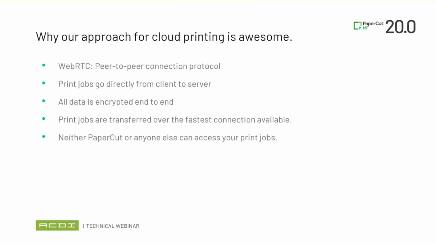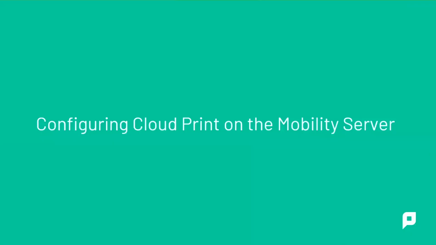What makes PaperCut cloud printing so cool? Peer-to-peer connection protocol. It's the same protocol for applications like Google Meet, for instance. Jobs go right to the print server whenever possible. Data is encrypted end-to-end. Jobs are transferred over the fastest connection available, and no one, not even PaperCut, can access your print jobs. Now, that's what you should be looking for in a cloud print solution. Let's see how this is configured.